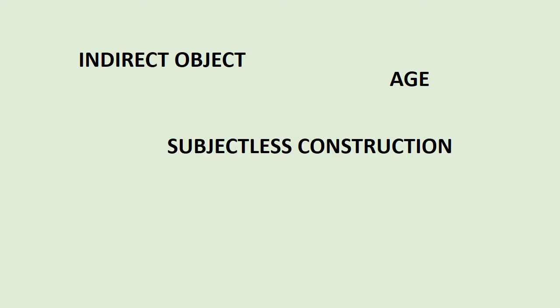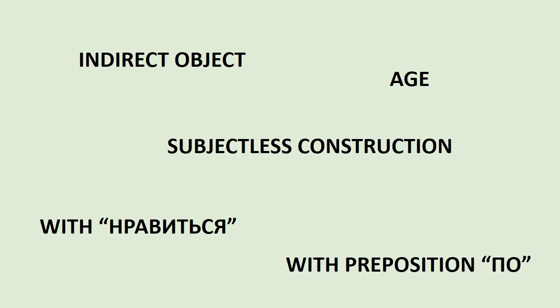As we just mentioned, expressing age is one of the functions of the dative case. Another one, and probably the most important one, is referring to indirect objects. We will get there in a moment. We also use the dative case in the subjectless constructions in Russian and in expressions with the verb нравится, to like, and with the preposition по.